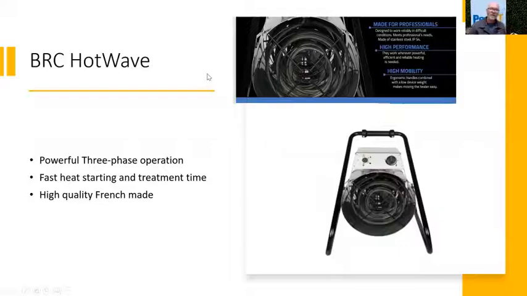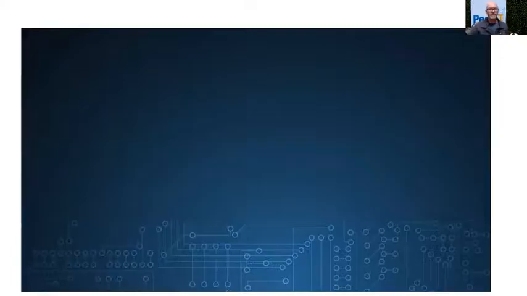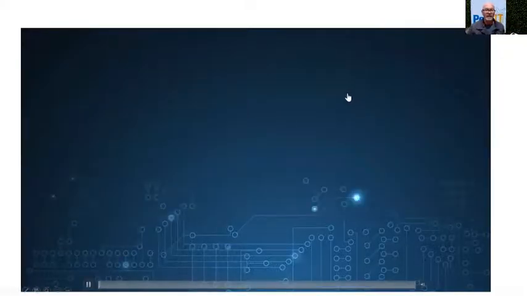Okay, another high quality and really nice unit. And we've actually got some units here to show in relation to the BRC Hot Wave. So this again is a 3-phase operation, portable, a 17 kilo unit. And again, being 3-phase and a large coil heater, it's going to have the fastest startup time and the most streamlined treatment time. And being French made, just like the other German made units, you're going to find great quality equipment.